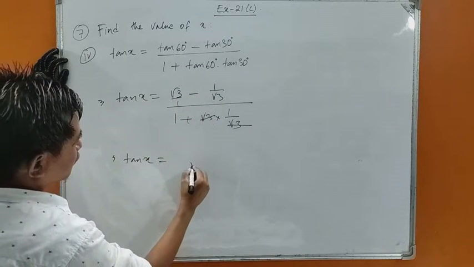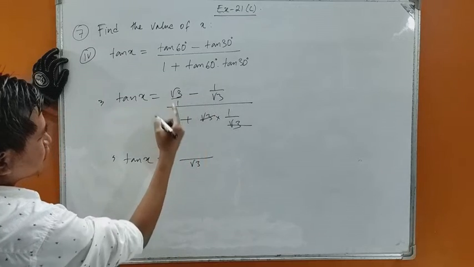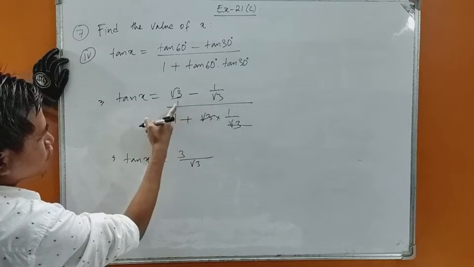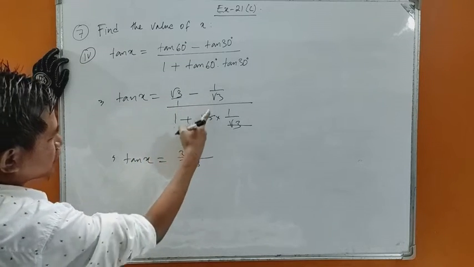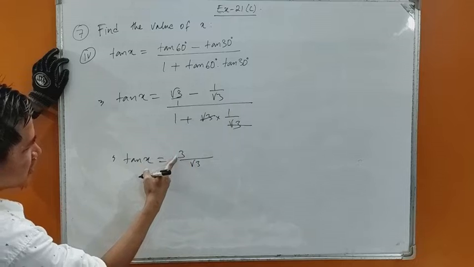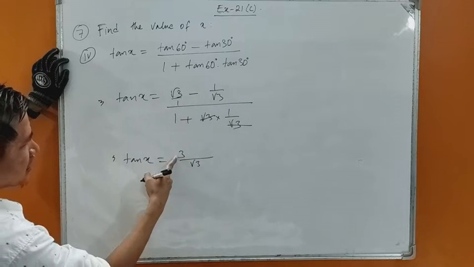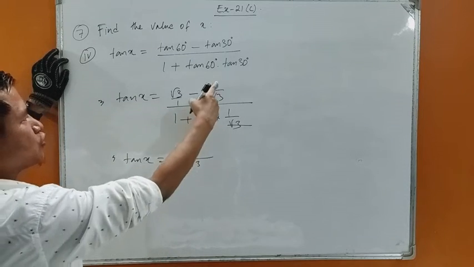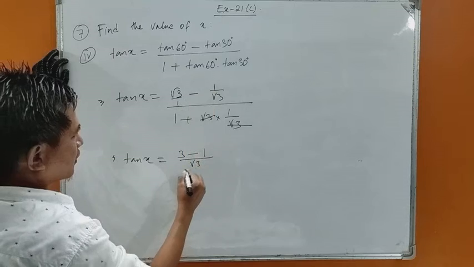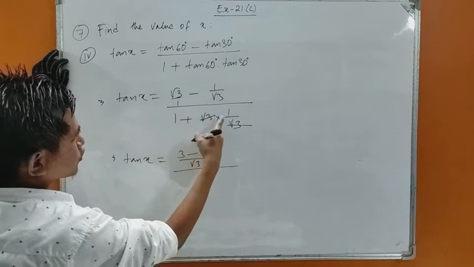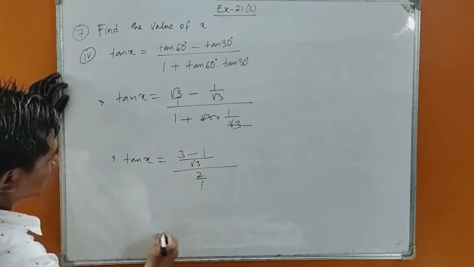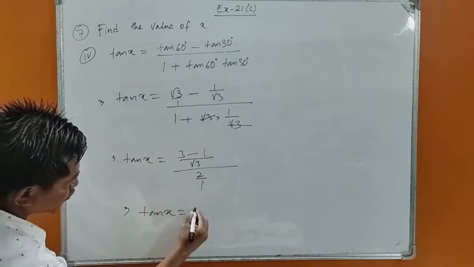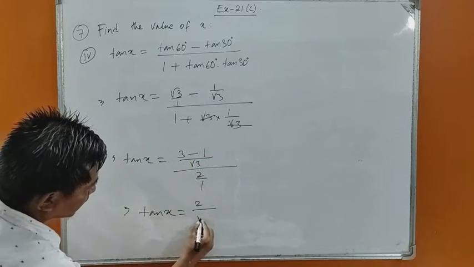1 into root 3 is root 3, root 3 into root 3 is 3, okay, are you getting me? The LCM of 1 and root 3 is root 3. So 1 into root 3 gives root 3, and root 3 into root 3 is 3. This minus comes here, and the root 3 with that 1 into 1 gives 1. In the denominator we have 1 plus 1, that is 2. So 2 upon 1, or tan x equals 3 minus 1, which is 2, upon root 3, isn't it?